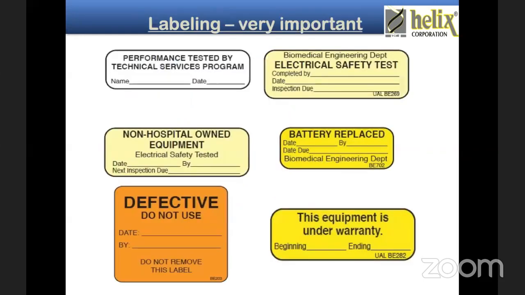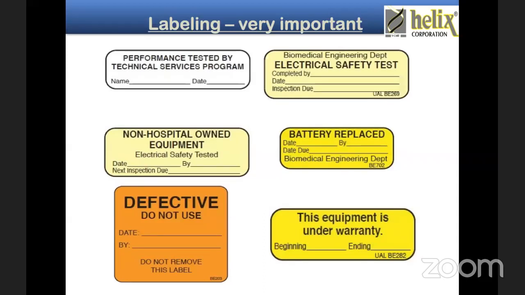Very important. Performance done by whom? Who did the performance check of this machine? What is the name of the engineer? And what is the date he has done it? He is making somebody personally responsible for the equipment that has been tested. Electrical safety test, when was it done, what is the date? When is the next due date of the safety? Battery replaced, very important, because the batteries on a life support are to be changed once in 24 months. So you have to put the date of changing and the next due date when it is supposed to be changed.